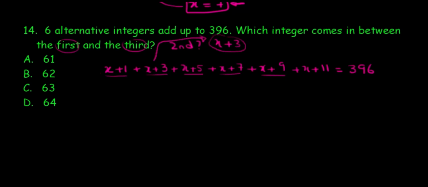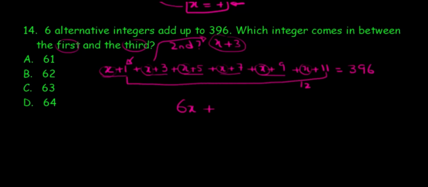So all we need to do is solve them. How many x's do we have? 1, 2, 3, 4, 5, 6. So I've got 6x plus. Let's work out these here. I want to be a bit smart with it again. 11 and 1, that's a 12, right? 9 and 3, that's also a 12. 5 and 7, that's also a 12. So I've got 3 12s, that's 36.